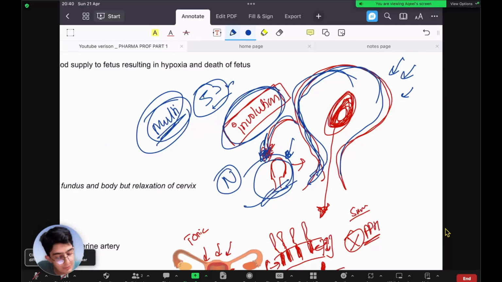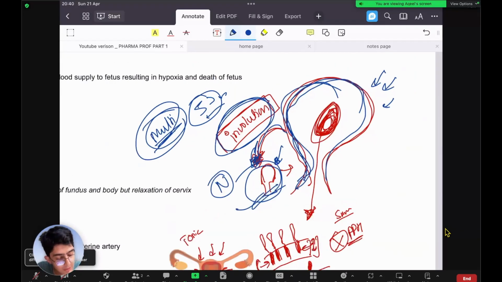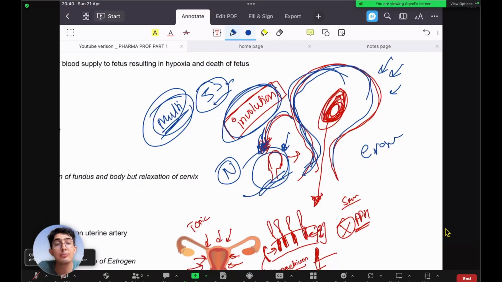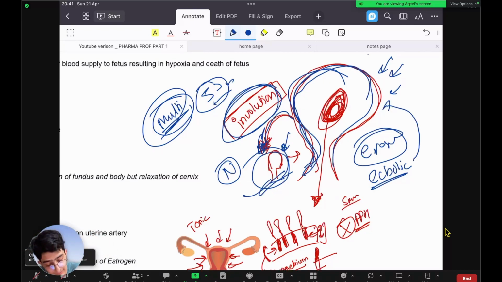So in this woman, if we give ergometrine, we already know ergometrine is a type of ecbolic drug, right? So what do ecbolic drugs do? They contract the uterus. So when we give ergometrine, it will cause contraction of this uterus. So when this uterus is being contracted, what will happen?